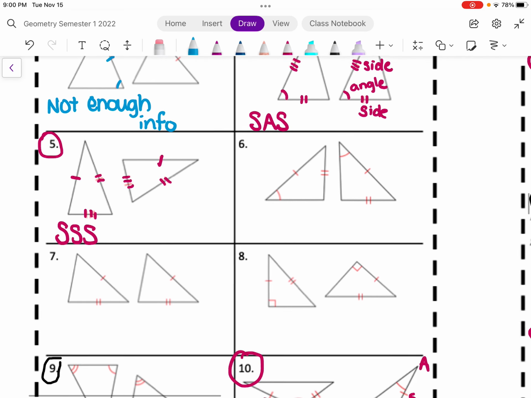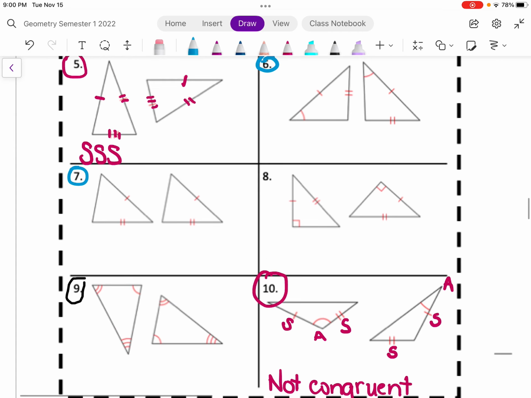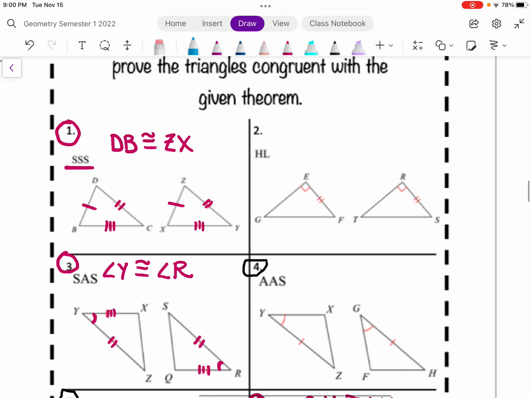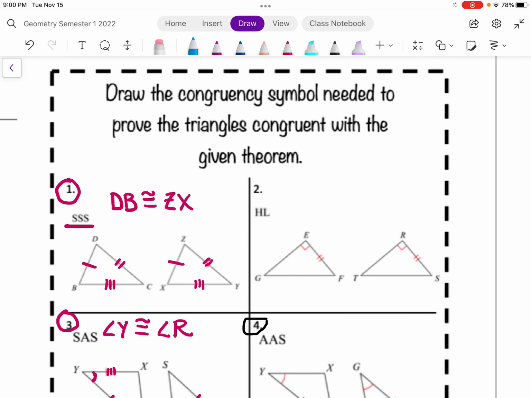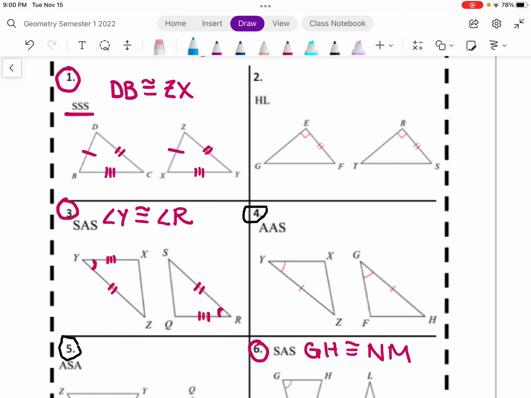So same idea. There are some extra ones that you can practice. So if you want to practice that one or that one or this one, feel free. Let's keep cruising. This side says draw the congruency symbol needed to prove whatever statement it says. So our first problem we're going to look at is number 4 here, and it says that we need to prove angle, angle, side.